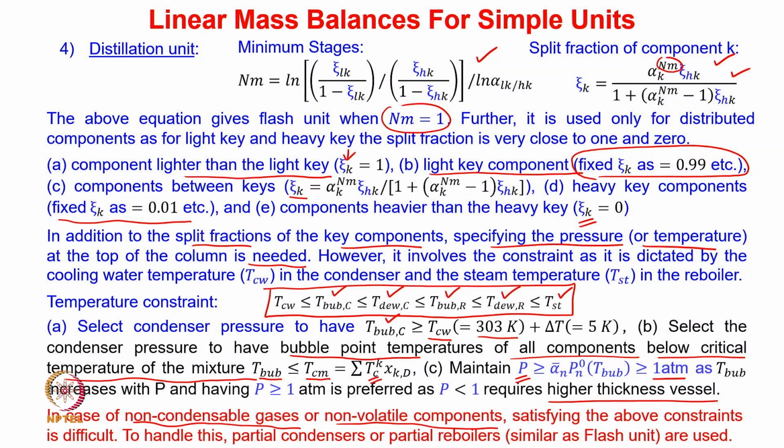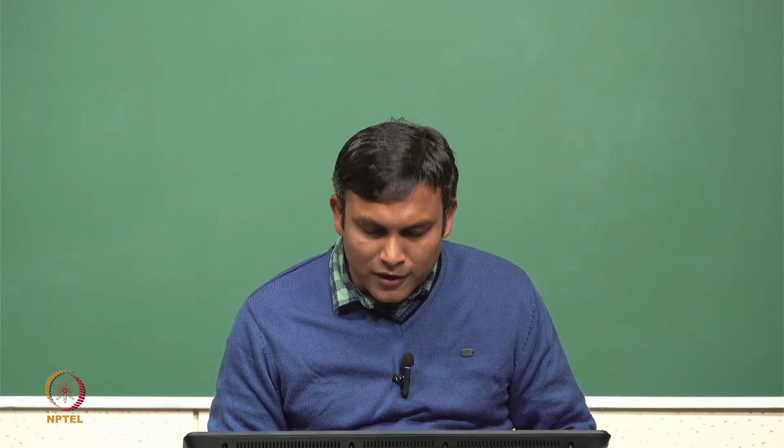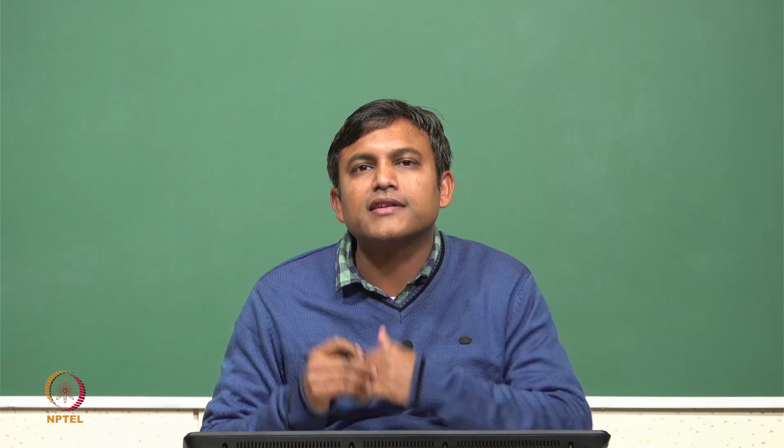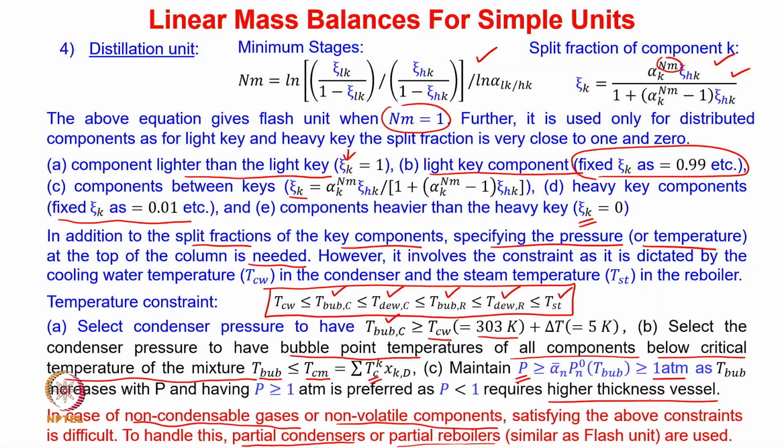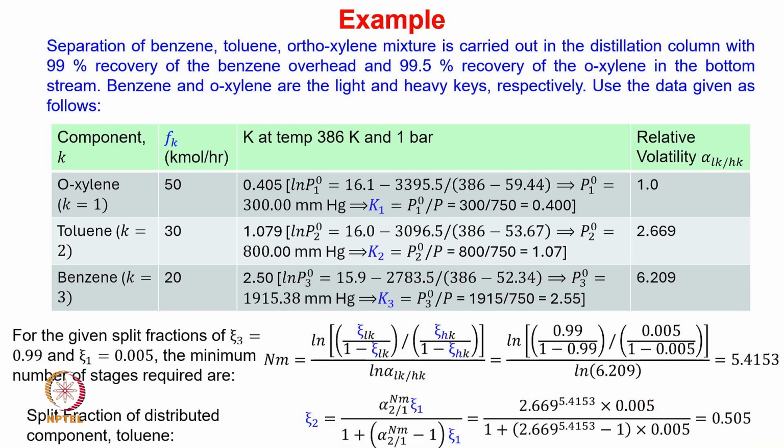So clearly satisfying these constraints is not easy, and in such cases what we do is we use a partial condenser or partial reboiler. When we use a partial condenser or a partial reboiler, these units primarily perform an action similar to the flash unit. Okay, so not everything is getting condensed or not everything is getting vaporized, only a part of that is getting condensed or vaporized. So we can take them as a separate flash unit calculation. Okay, so you will appreciate this concept when we see one solved example.